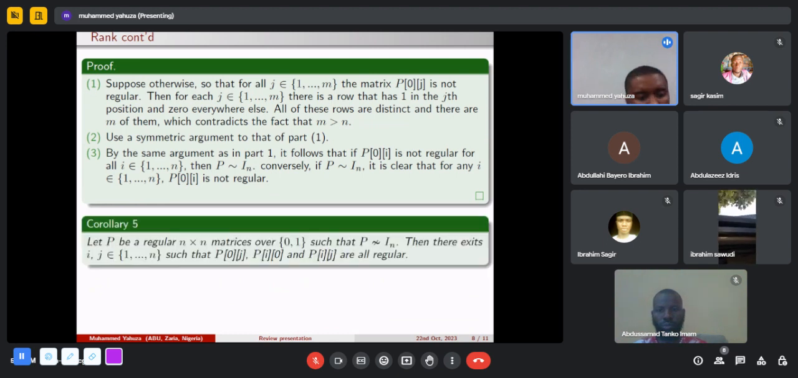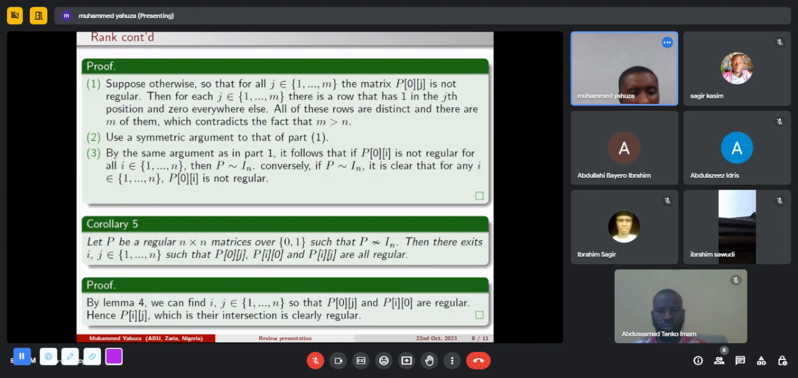Now the next is a corollary, which says let P be a regular n by n matrix over 0, 1, such that P is not equivalent to the identity matrix. Then there exist i, j in 1 to n such that P of 0j, P of i0 and P of ij are all regular. The proof is by the above lemma: we can find i, j in this set 1 to n so that P of 0j and P of i0 are regular. And of course, P of ij will be their intersection, which is also going to be regular.